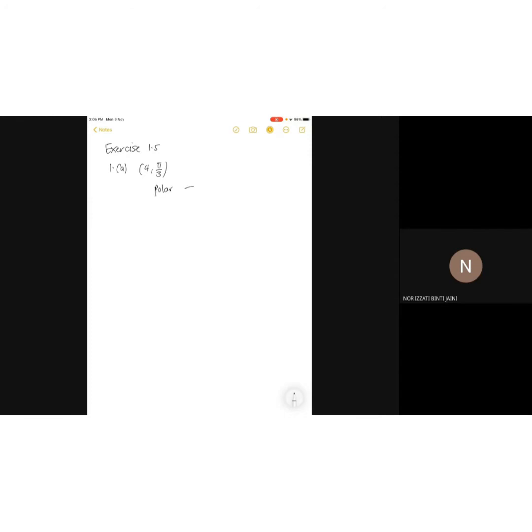Okay, so from polar to rectangular. Polar the point is r theta, rectangular the point is xy. So r theta maksudnya 4 ni adalah r, pi per 3 ni adalah theta. Okay, so how do you find x and y? So ini guna formula sajalah. So r cos theta and r sin theta, which is... okay. So again tekan calculator.